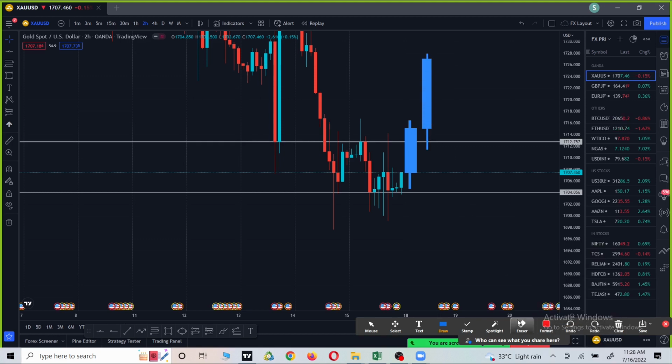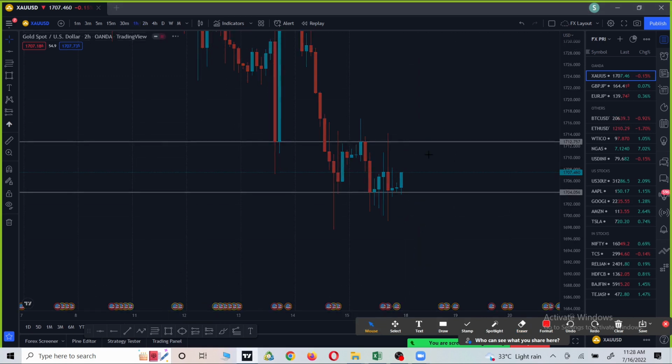If that doesn't happen, and the price gives us a close to the downside, something like this, then we can wait for the price to retest the recently broken zone and move to the next support, something like this. This is what we are going to expect on the 2-hour time frame if we get the close, right? Now let's move to the 1-hour time frame.